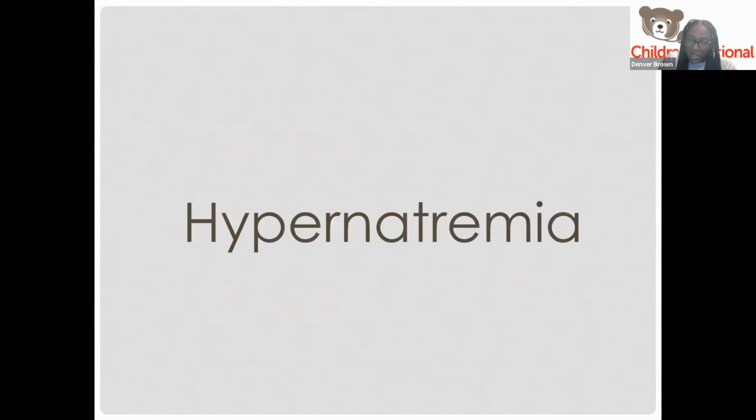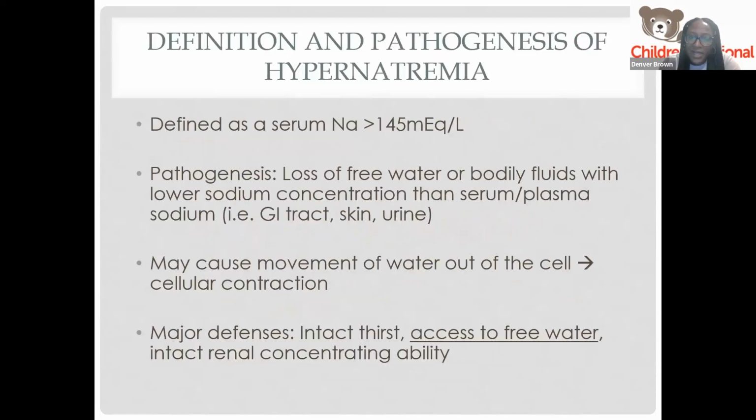Okay, hypernatremia. This is defined as a serum sodium of greater than 145 milliequivalents per liter. The pathogenesis is loss of free water or bodily fluids with a lower sodium concentration than plasma. It may cause movement of water out of the cell and cellular contraction, because again, water is going to want to go where your solutes are. So if you have lots of sodium outside of your cell in your extracellular fluid space, the water is going to flow from the inside of the cell out, and that's what causes your cellular shrinking.